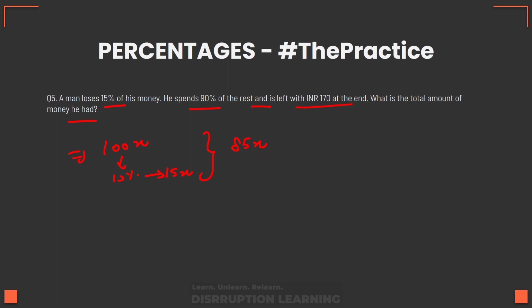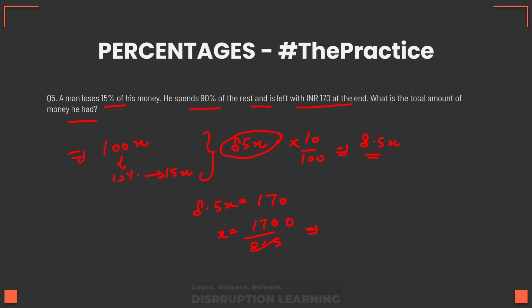Okay. He spends 90% of the rest and is left with 170 at the end. Now, if a person spends 90% of this thing, what he would be left with is 10% of it, right? Now we know 10% of 85x is going to be 8.5x. Okay. So this 8.5x we know is equal to 170, right? So we can find the value of x, 170 by 8.5. Now I can remove this and make it 1700.